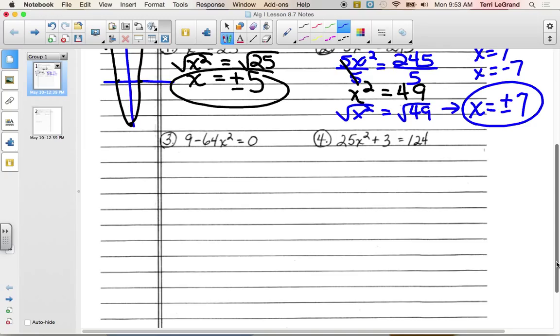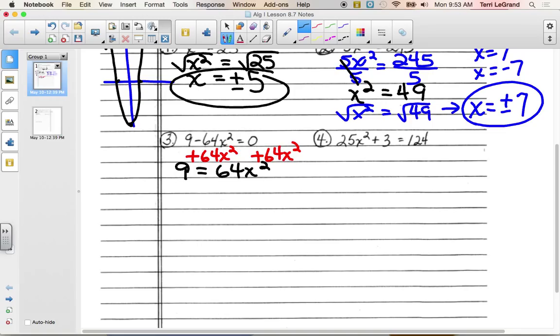So what would be the one step we could make this into to get that so it's ax squared set equal to c? Jacob? Add 64x squared. Yeah, let's add 64x squared because then it'll move over to the other side and become positive. And we'll have the 9 by itself, which is our c value. And we'll have 0 plus 64x squared, which is 64x squared.